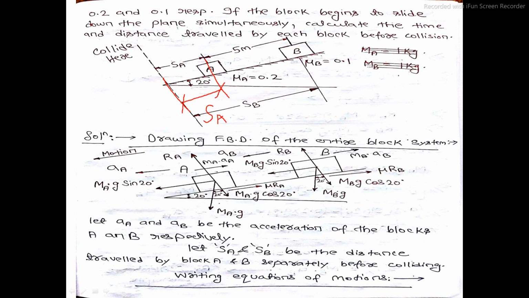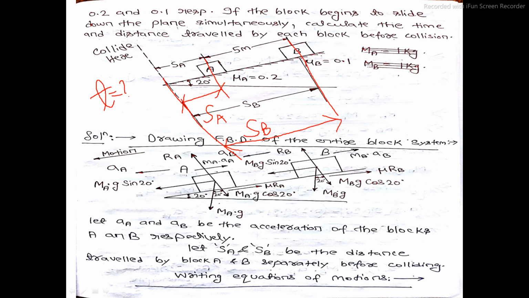Similarly, in the diagram it is given that from the initial position of block B to the final colliding position, the distance traveled by block B is SB. Given in the problem. So SA and SB, this we need to find out, as well as how much time is taken by both the blocks to reach the colliding point before collision. That is time T we need to find out.